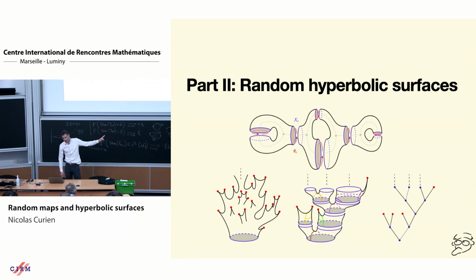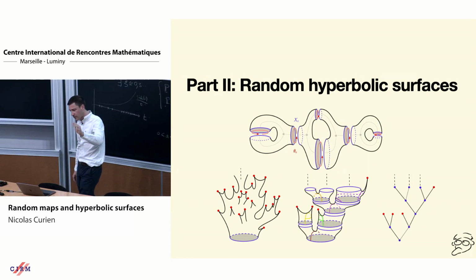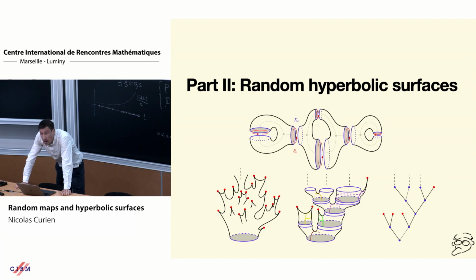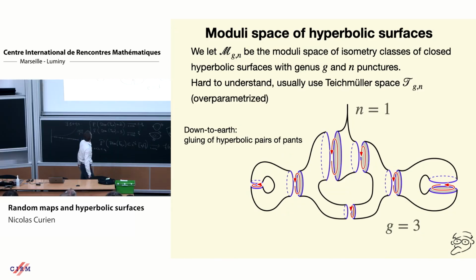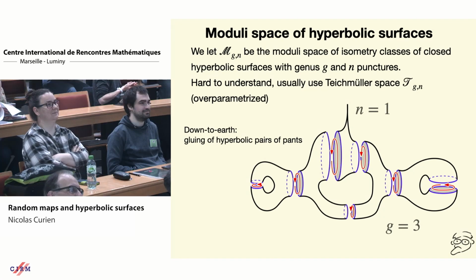That was part 1 of tableau 1. Let's go to part 2. Random hyperbolic surfaces. Okay. Now I am scared. Let M_{g,n} be the moduli space of isometric classes of closed hyperbolic surfaces with genus g and n punctures.